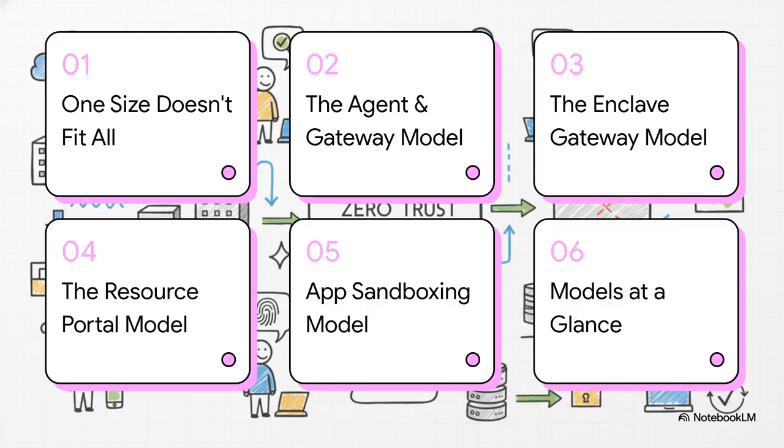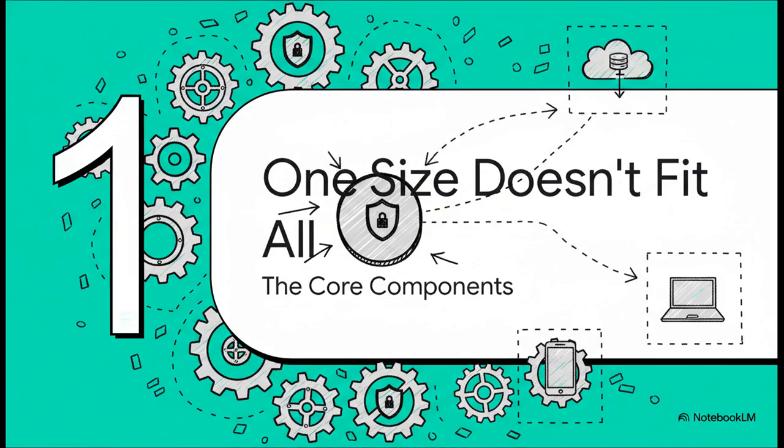So here's how we're going to break it down. First, we'll set the stage. Then we'll walk through the 4 main deployment models straight from NIST. And we'll finish up with a nice little cheat sheet that puts it all together for you. All right, let's get into it.